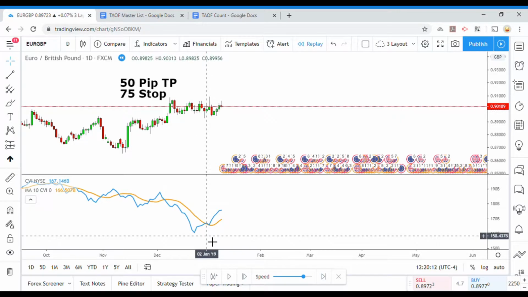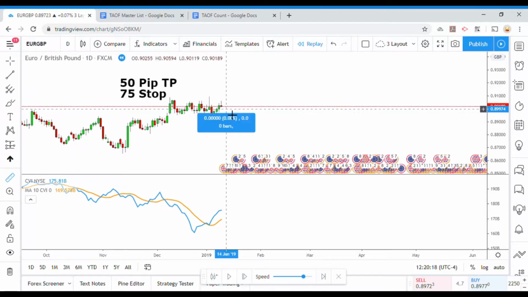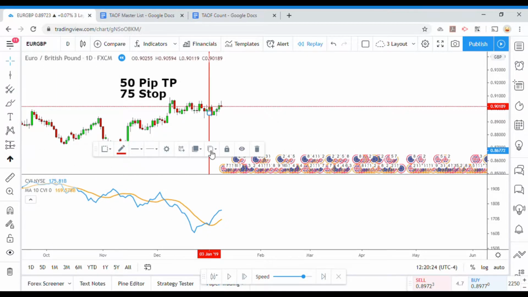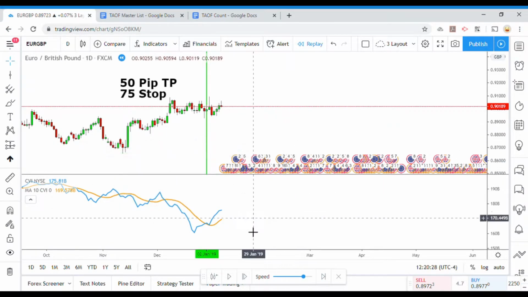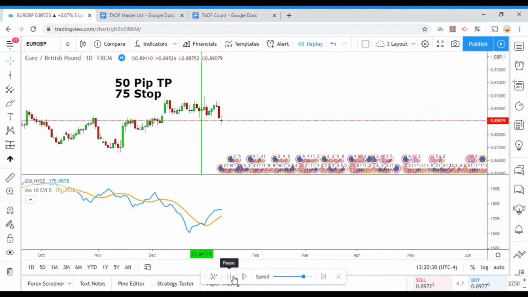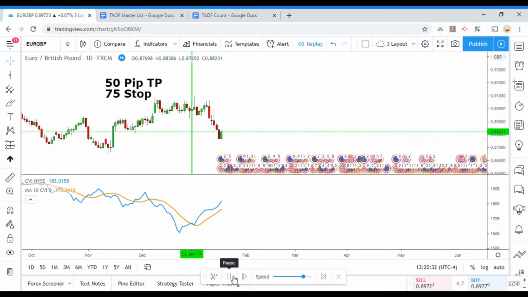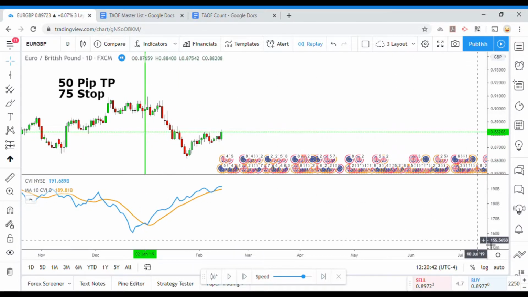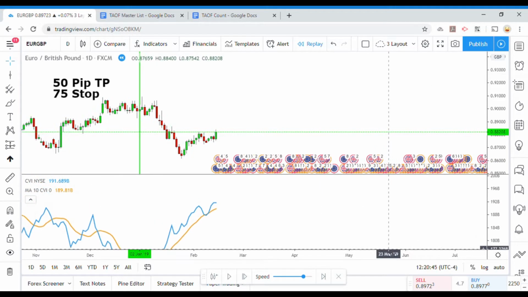All right, we have the first cross here. We are looking for 50 pips out of that move, and it does appear that we got it. Let's see. All right, so far so good. One signal and one winner. Does look like that was a cross there.